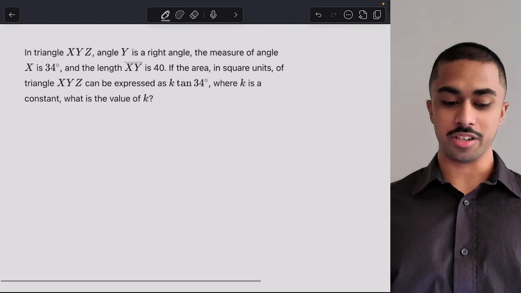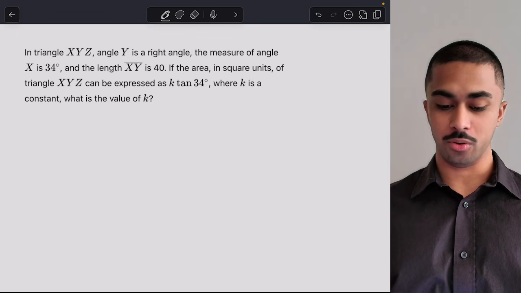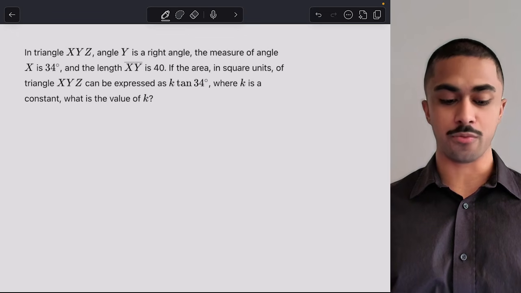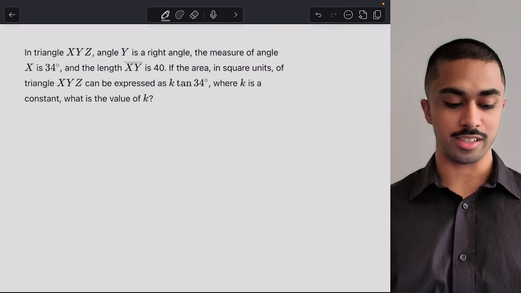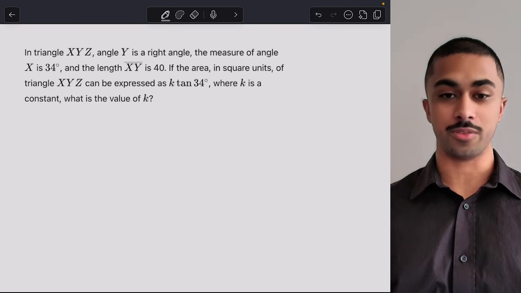In triangle XYZ, angle Y is a right angle. The measure of angle X is 34 degrees, and the length of XY is 40. If the area in square units of triangle XYZ can be represented as K tan 34, where K is a constant, what is the value of K?